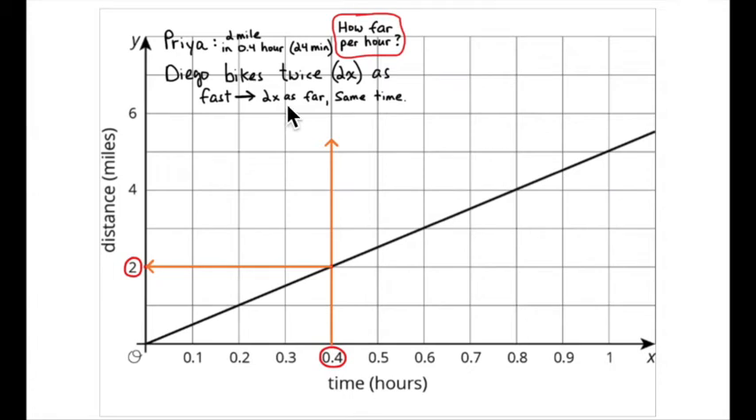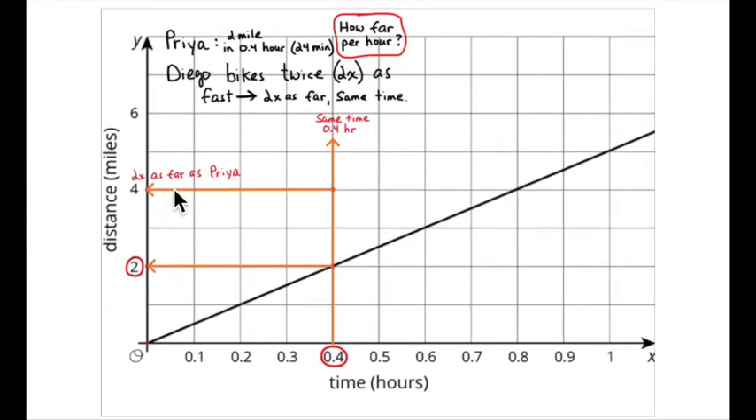All right, so Diego bikes twice as fast. So he's going to travel twice as far in the same amount of time. So here's the same amount of time, 4/10 of an hour, and Diego's going to travel twice as far. Well, if Priya travels 2 miles, that means Diego's going to go up here to 4 miles. He's going to travel 4 miles in 4/10 of an hour. So same time, 4/10 of an hour, Diego travels twice as far as Priya.